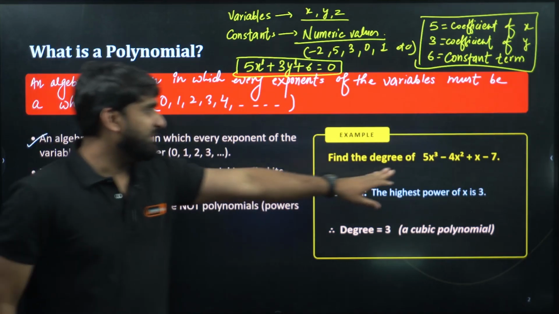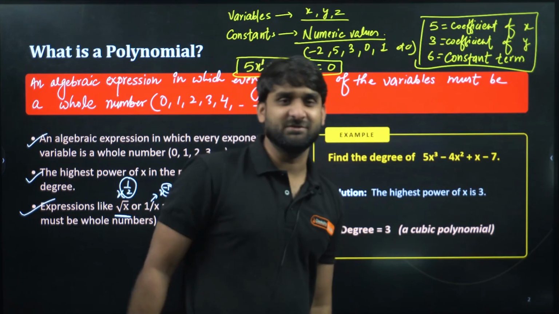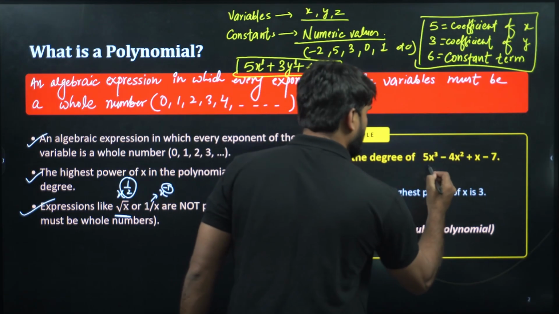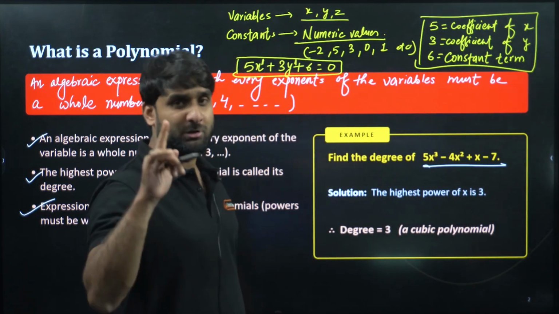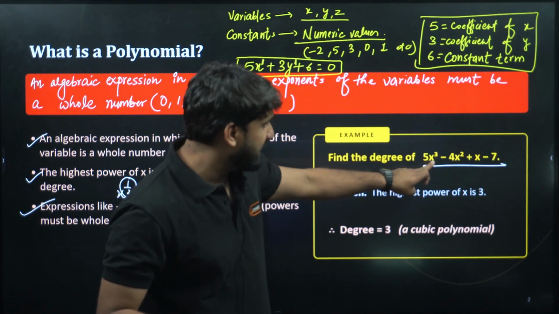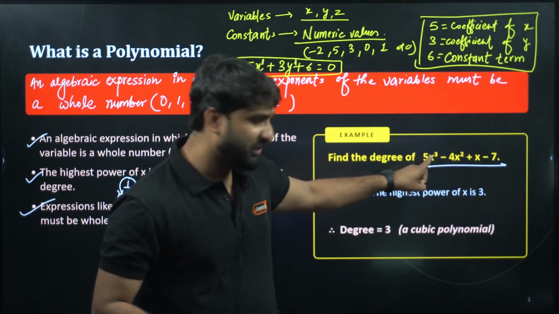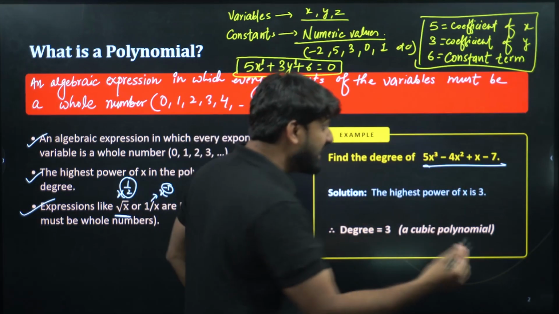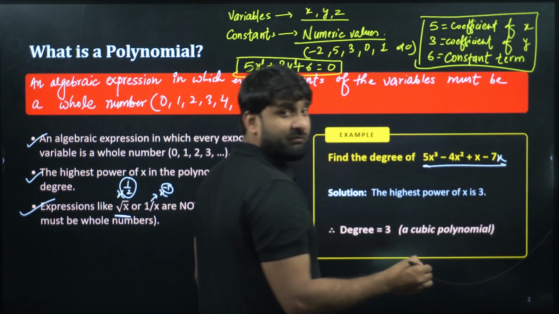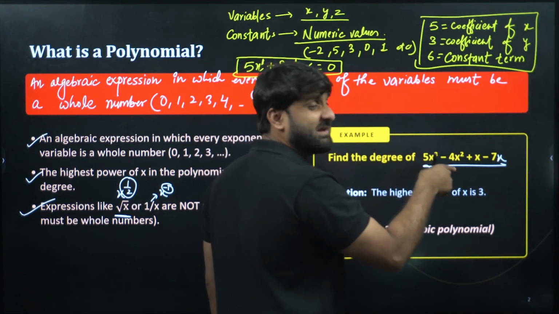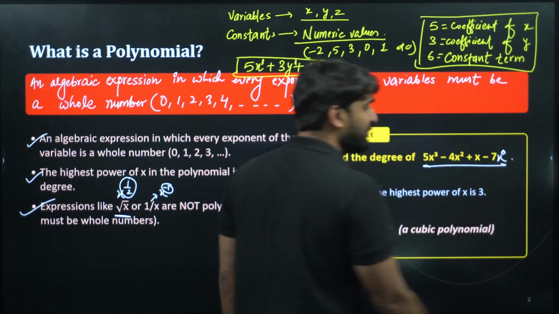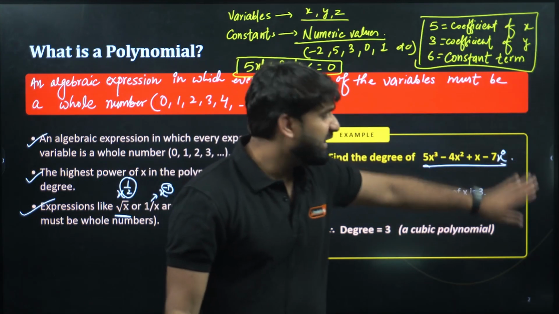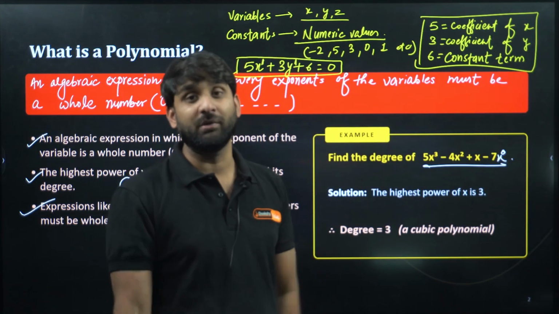Find the degree of 5x cube minus 4x square plus x minus 7 equals 0. My dear champion, first of all check whether this is a polynomial or not. So this is obviously a polynomial, because the exponent of the variable, x to the power 3, x to the power 2, x to the power 1, are all whole numbers. Even here there is an x which is invisible to you, but we can imagine x to the power 0, and x to the power 0 is equal to 1. That's why we never write it.